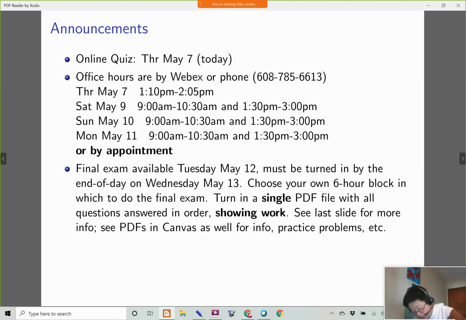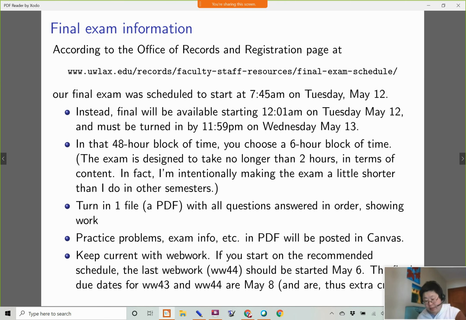Choose your own 6-hour block on either Tuesday, May 12th or Wednesday, May 13th in which to complete the final exam. I'll send out more details about the final. Within that 48-hour block of time, you're choosing a 6-hour block of time. I'd like you to please turn in a single PDF file that has all the questions answered in order. Please show your work. Practice problems and information about the exam will all be posted in PDF format in Canvas.